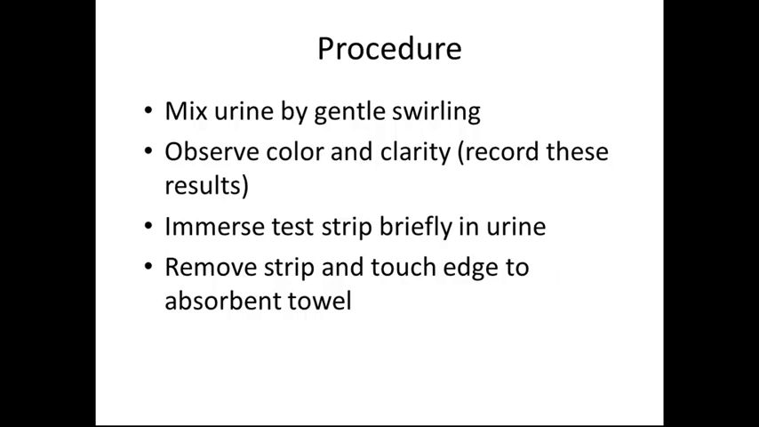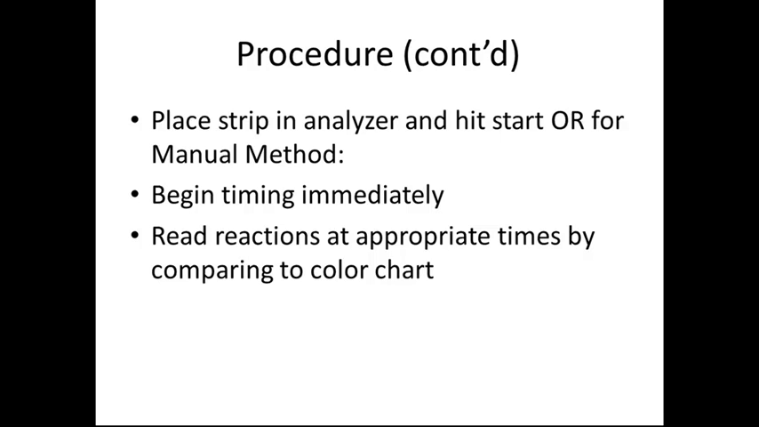So the procedure: once we collect the urine and do the physical exam, which is the color and clarity, we would then mix the urine gently by swirling it with the cap on, observe color and clarity, and immerse the test strip briefly into the urine, no more than 1 second. Remove the strip and touch the edge to an absorbent towel. Then place the strip in the analyzer and hit start, or for a manual method, you would begin timing immediately and then read the reactions at the appropriate time by comparing to the color chart on the bottle.